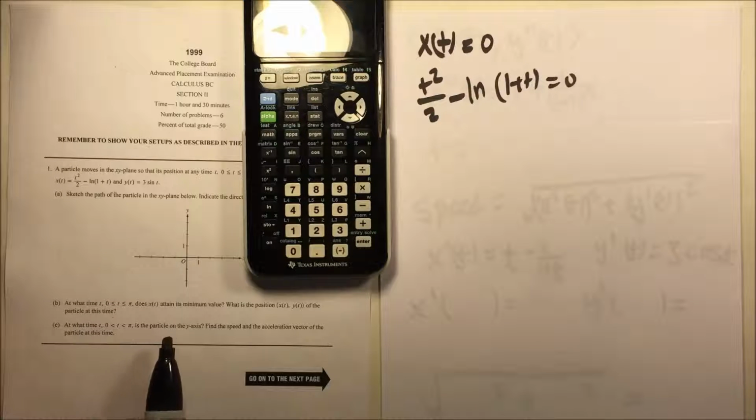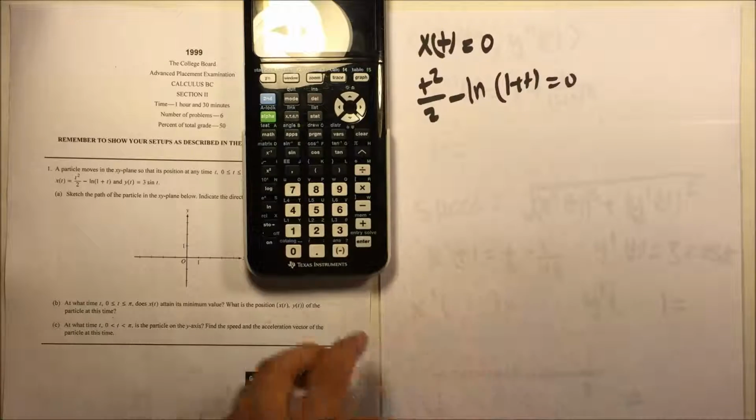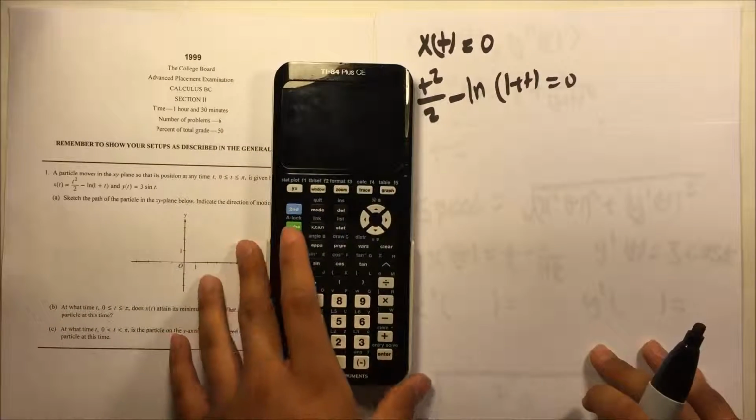So the next problem, part C, asks: at what time t, where t is greater than 0 but less than pi, is the particle on the y-axis? Find the speed and acceleration vector of the particle at this time. To get the time when the particle is on the y-axis, we have to set x of t equal to 0.